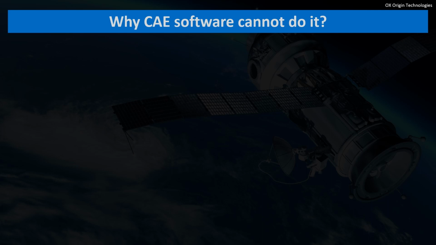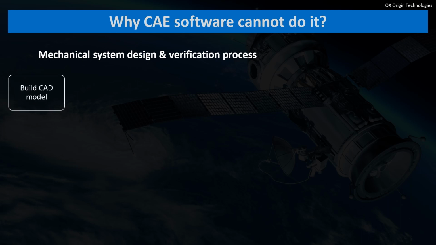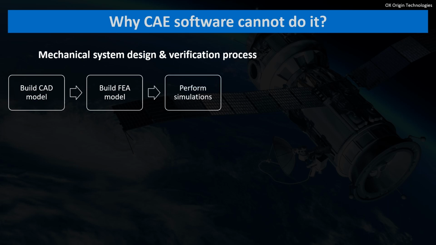So why is it that CAE software cannot do this verification? Well, in the normal process of designing a mechanical system, you would first build a CAD model containing all the details of all the components. Then you would build the FEA model based on that CAD model, and then you would perform simulations on that FEA model under different scenarios.